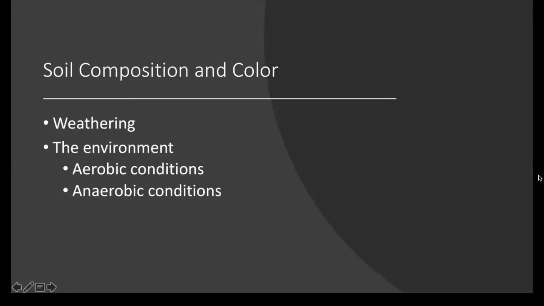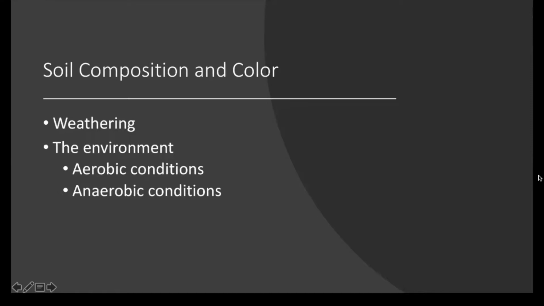Soil color can be used to distinguish and identify different soil horizons, and it can also be used to group soils. But how the soil actually gets its color is mainly a part of weathering. Color is also affected by the environment.